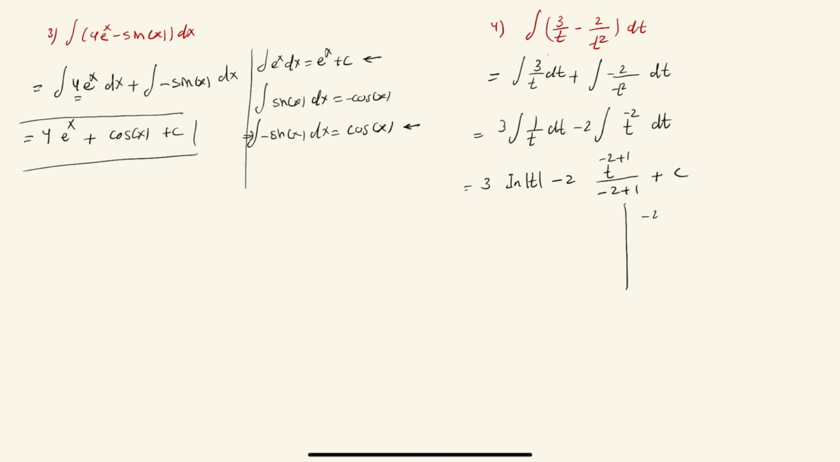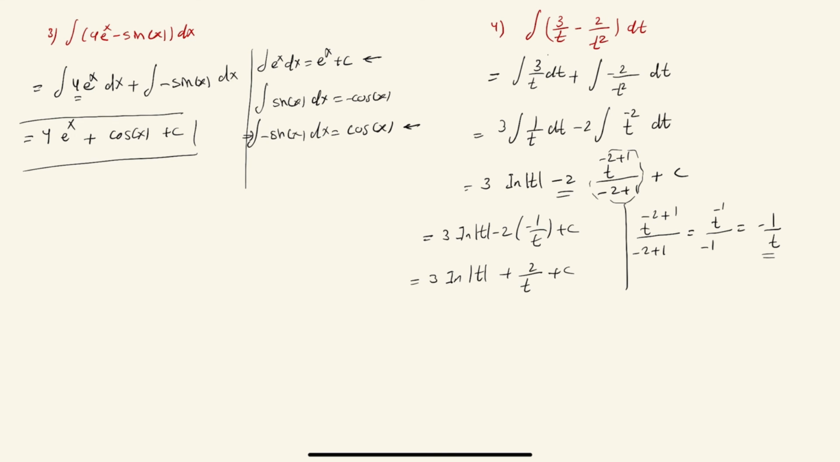Now I'm going to take the middle term and try to simplify that. t to the minus 2 plus 1 over minus 2 plus 1 is going to be equal to t to the minus 1 over minus 1. That's going to be equal to minus 1 over t. So I'm going to substitute that into the left. That's going to be minus 1 over t, and then we don't forget the c. Therefore, that's going to be equal to 3 natural log of the absolute value of t, and then plus, since minus multiplied by a minus is plus, 2 over t, and then we don't forget the c.